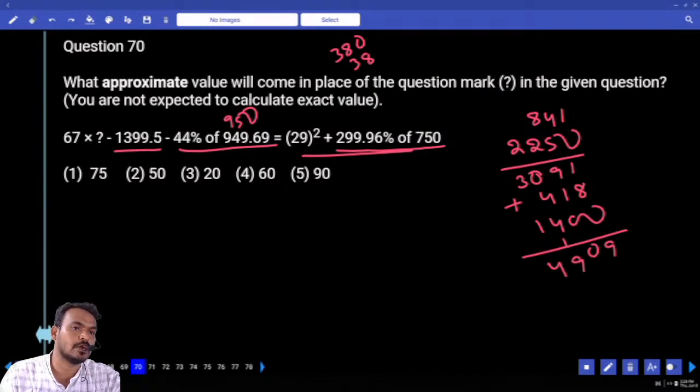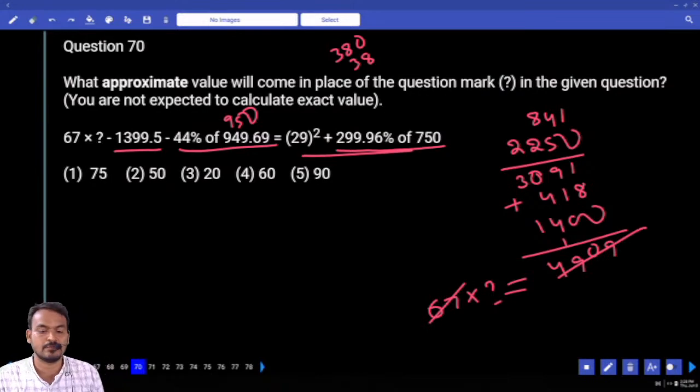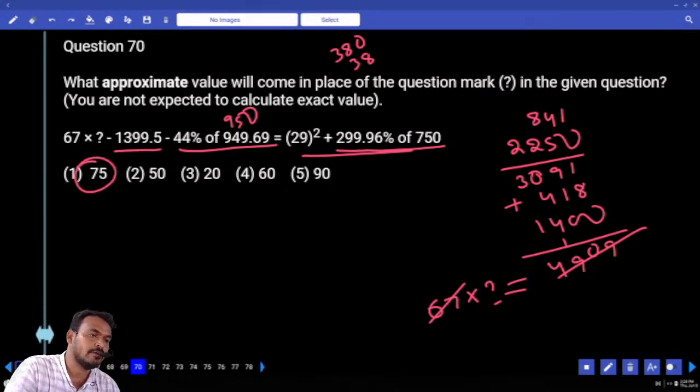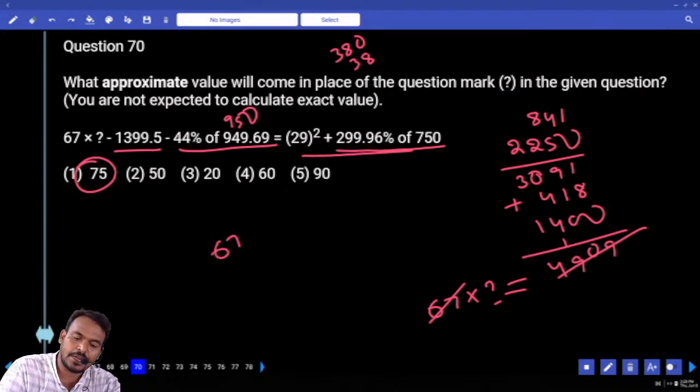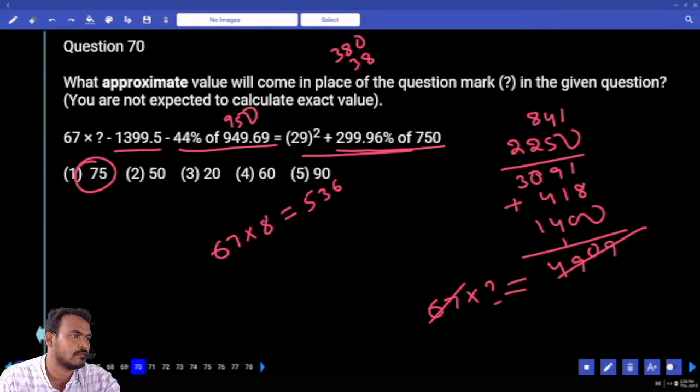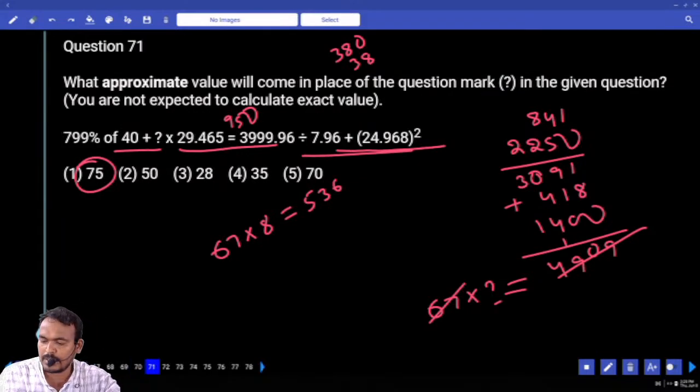49, 4909. That is equal to 67 into something or not? 67, almost 8 times or 7 times? More than 7 times, but less than 8 times or not? Then answer 75. If it is 8 times, it is more than 4800. 67 into 8, how much value? 480 plus 56, 536 or not? Definitely it should be less than 8 times or not? But nearby 7 times or not? Then answer 75.